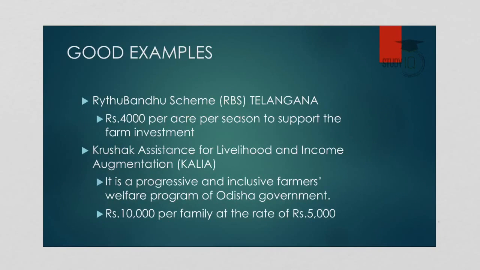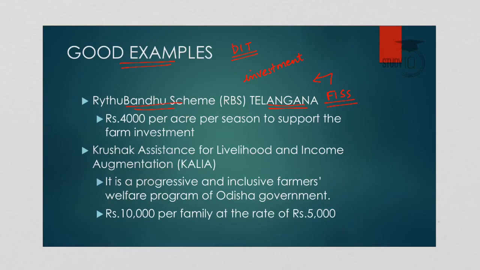Now, let us first analyze a few good examples or some of the best performing state-wise direct income transfer schemes. The first one is the Rythu Bandhu scheme, which was implemented by the state government of Telangana. This Rythu Bandhu scheme is also known as Farmers Investment Support Scheme or the FISS. This is Farmers Investment Support Scheme. And from the name itself, it is clear that this scheme provides investment support to the farmers.